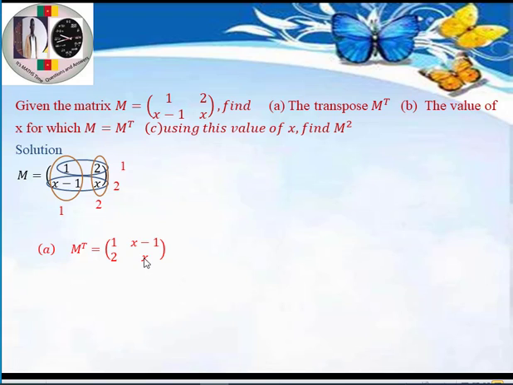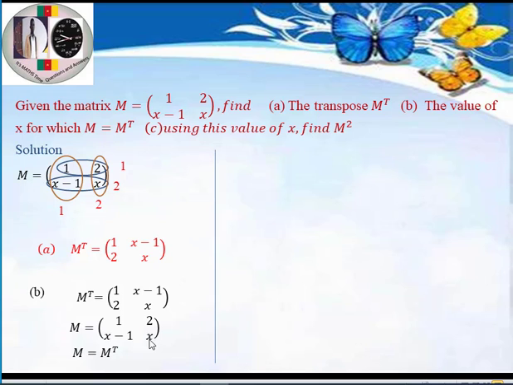So with this in mind, let's look for the value of x for which M and M transpose are equal. Given that M and M transpose are equal, what is M transpose? M transpose is 1, x minus 1, 2, x, and M is 1, 2, x minus 1, x. If M and M transpose are equal, then we can get a value for x that satisfies the equation M equals M transpose. How do we get the value of x in this case?